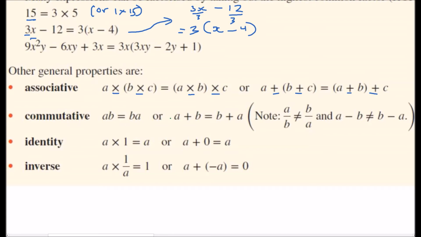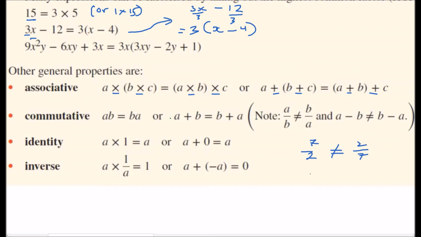For commutative, this is saying that whether you put A or B at the front, or whether you multiply with this number first and the other one second, it means the same exact thing. Same with addition. Whether you add A first and B second, or B first and A second, it's going to be exactly the same. Just note that with a fraction, A over B does not equal B over A. If you have 7 divided by 2, that does not equal 2 divided by 7, because they're going to be different answers.